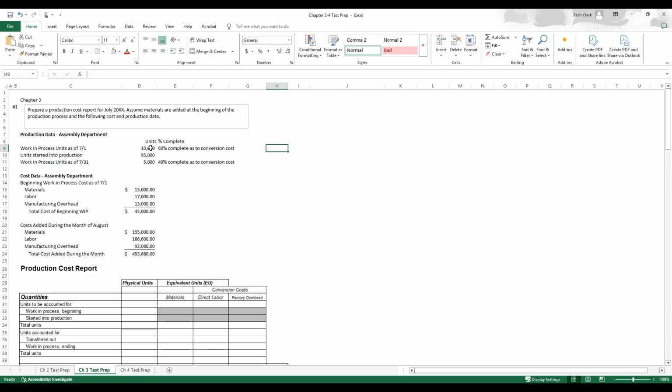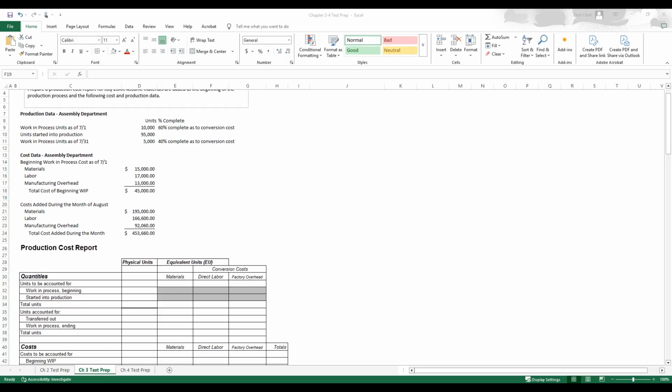In this problem, it tells us that we have 10,000 units at the beginning of the month. We added 95,000 units started, and then we have 5,000 ending, 40% complete as to conversion costs, so labor and overhead. And we're going to assume that we're 100% complete in regard to materials. It tells us to assume materials are added at the beginning, so they're 100%, but labor and overhead are 40%, and so we'll have to do the equivalent units of production based on that.